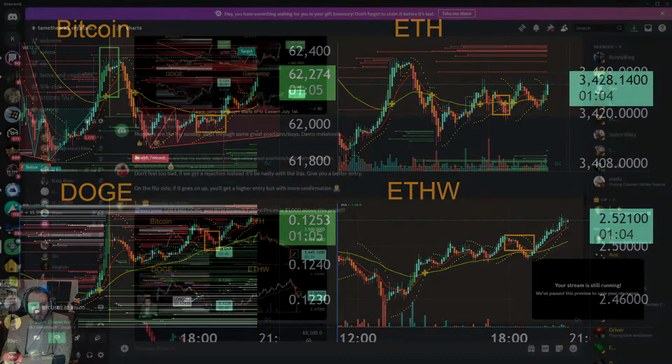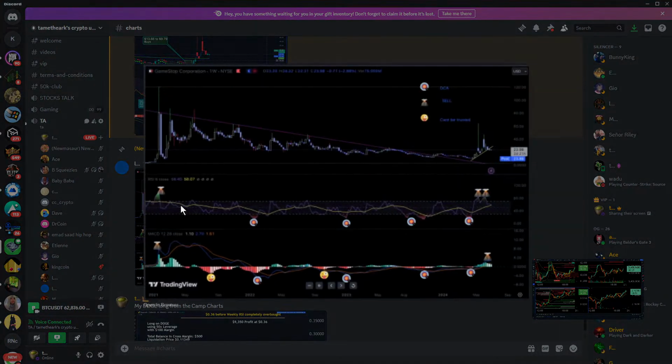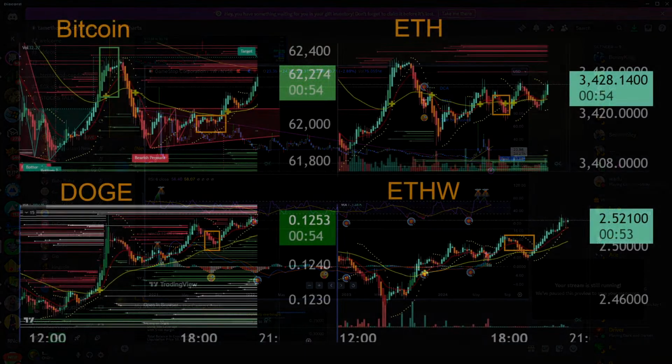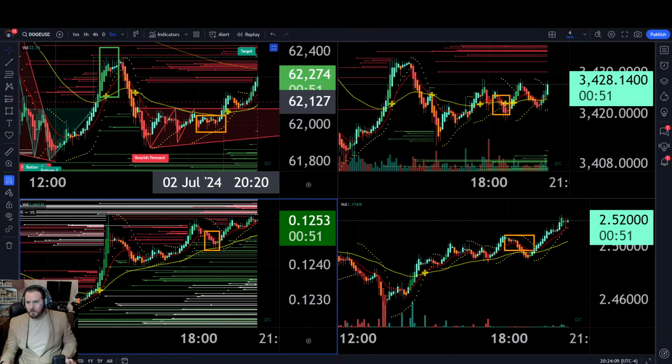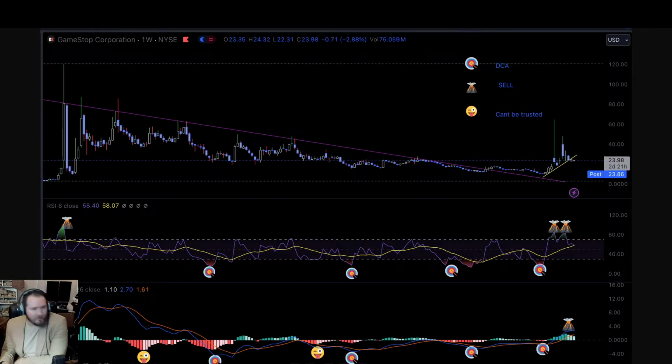Let's look over the charts that people did for the lesson about GameStop entries real quick. This chart right here, let me just throw it up on the big screen, because by the time we get done looking at this, we'll see those breakups. A Discord user shared their chart. They put the image DCA, sell, can't be trusted. I think this is an indicator they're looking at. It doesn't really show the best buy or sell though, so I don't know what they're doing there.